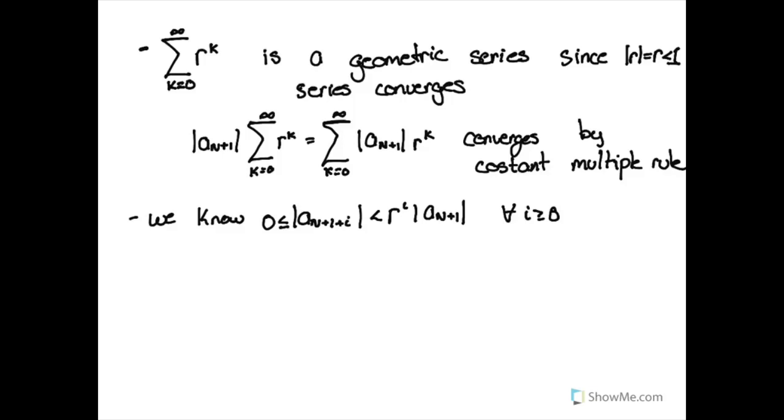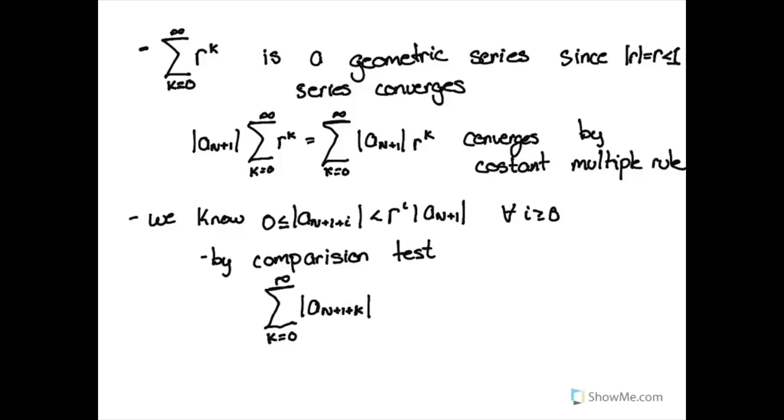So by a comparison test, the series k equals 0 to infinity of |a_{n+1+k}|, so I'm doing a change of index here from i to k, converges because the greater series converges, because the series of r^k times |a_{n+1}| converges.